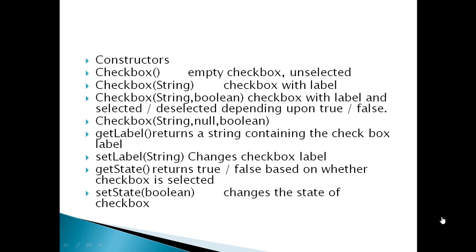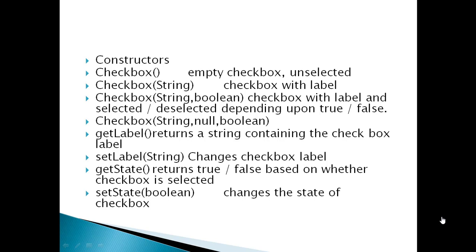To check the state of a checkbox, the getState and setState methods are there. getState returns true or false based on whether the checkbox is selected, and setState(boolean) changes the state of the checkbox. If setState is used on an already checked box, it gives the unchecked value, and on an unchecked one it gives the checked value. Methods like these are there.